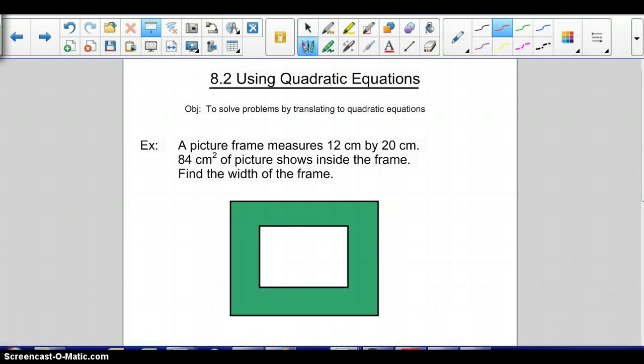I'll read it for you guys. A picture frame measures 12 centimeters by 20 centimeters. 84 centimeters squared of picture shows inside the frame. Find the width of the frame.